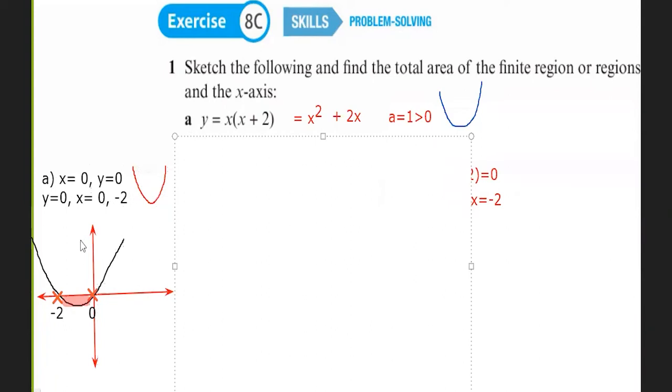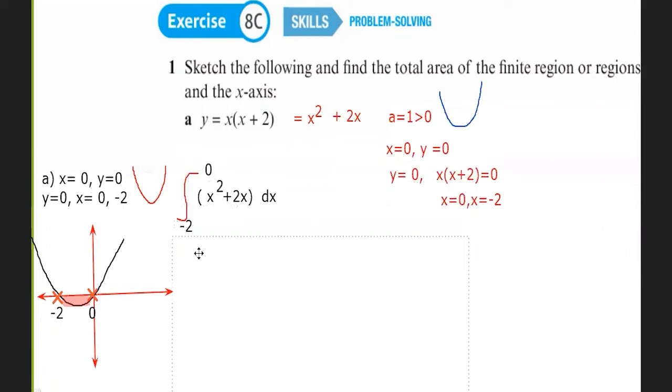Our next step would be to find the total area. From the theory that we have learned, we simply have to integrate the curve with x values from minus 2 to 0. So that's exactly what we do. Now, if we integrate x squared, we get x cubed over 3. If we integrate 2x, we get x squared. And the limits are from minus 2 to 0.